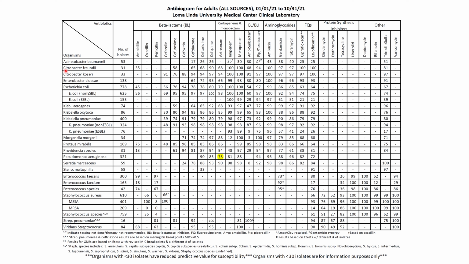Now, if you look at another organism such as Citrobacter freundii, there were 31 isolates during this time period at the micro lab. 35% of these were susceptible to ampicillin, and let's say 100% of them were susceptible to imipenem and meropenem, and 81% were susceptible to trimsulfa. Okay, so you can do the math.